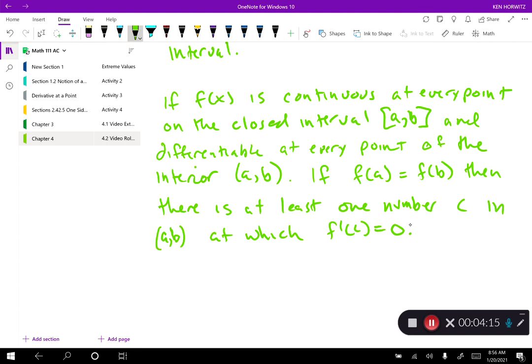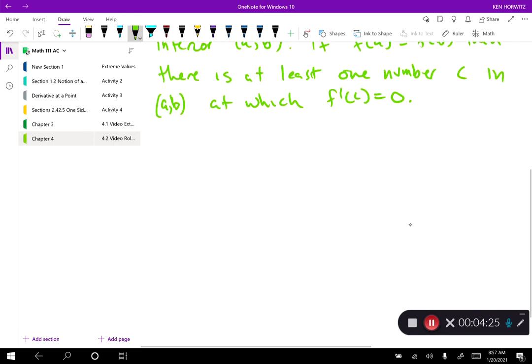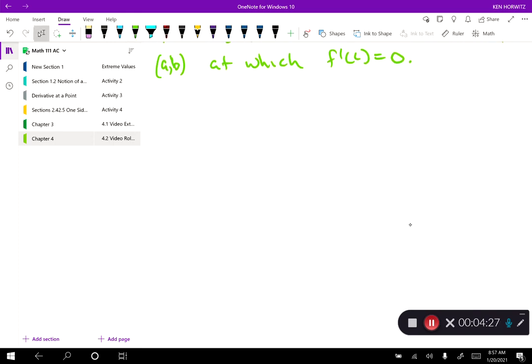So that is Rolle's theorem, basically saying that if it's differentiable at every point in the interior and f(a) equals f(b), then there has to be some point where you have your max or your min.